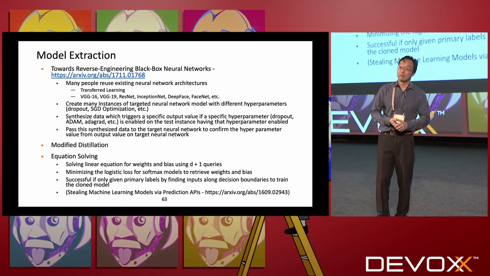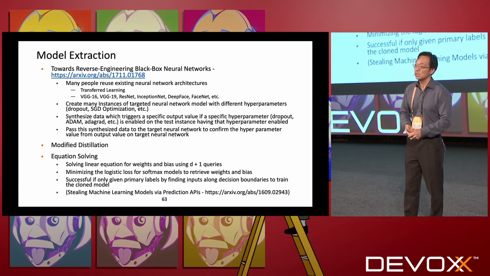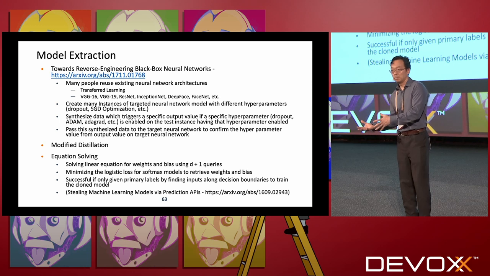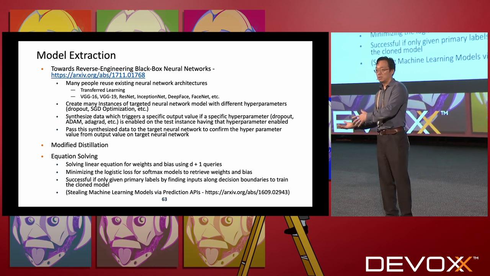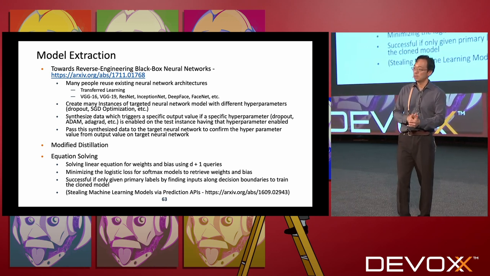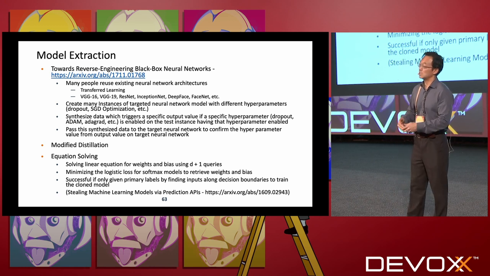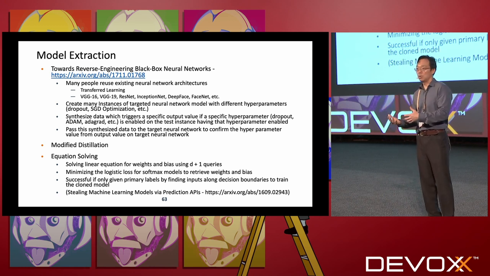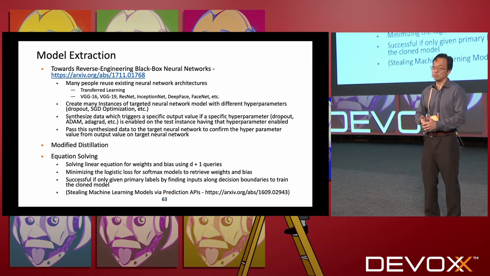Access, yeah, an API, right? An API where basically we can give some input and get an output. Now, the output type will determine whether it's easier to steal the model or it's harder, but it's still possible. These two papers up here explain it.